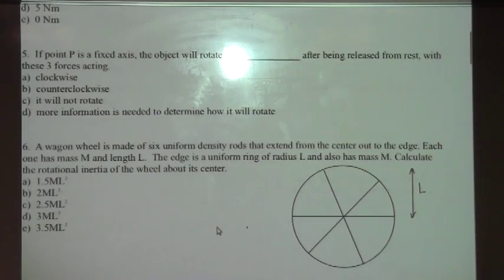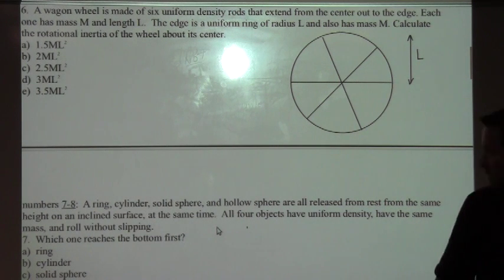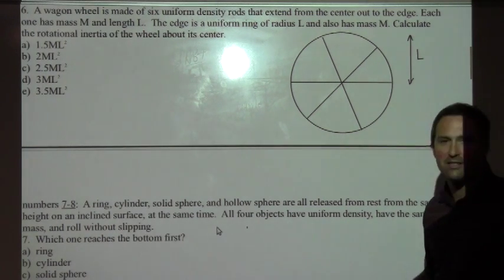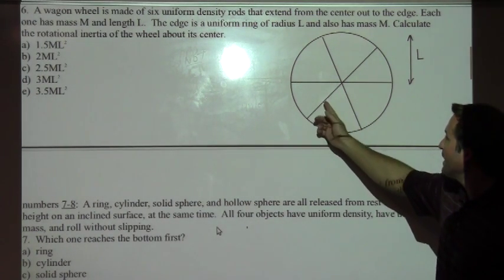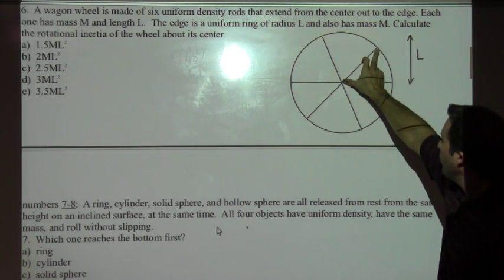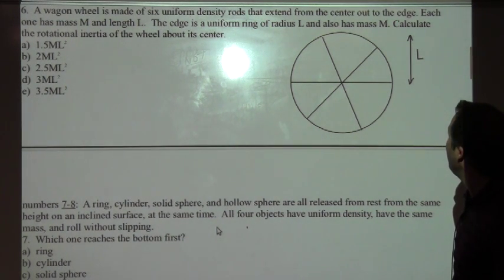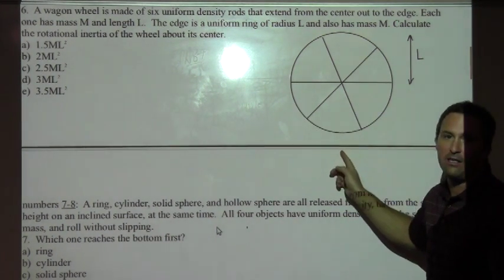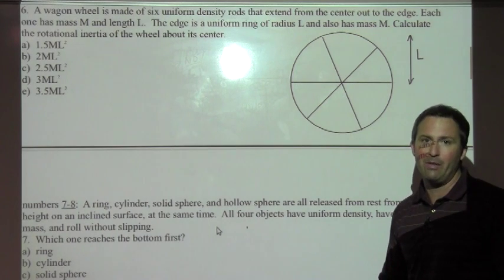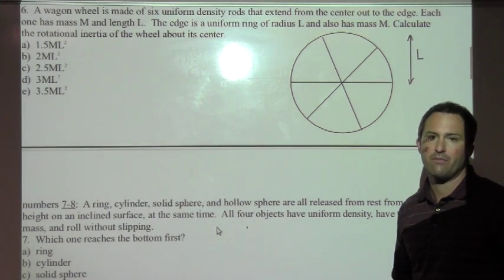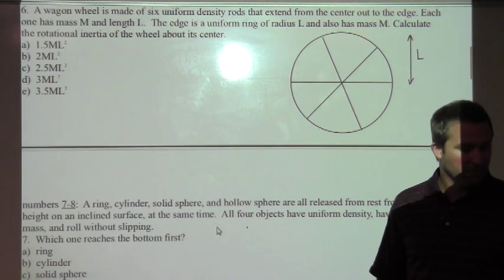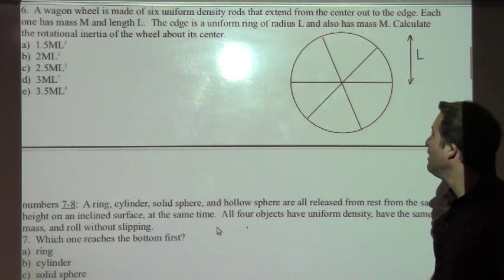All right, and so now let's continue on with number 6 as its own unique problem here. So we've got this wagon wheel. I don't know how realistic this is, but it says 6 uniform density rods from the center, each of length L and mass M. The ring on the outside has a radius of L, of course, and it also has the same mass M as all 6 rods each. So the whole wagon wheel has a mass of 7m. And we want to find the rotational inertia of this wheel about the center point.